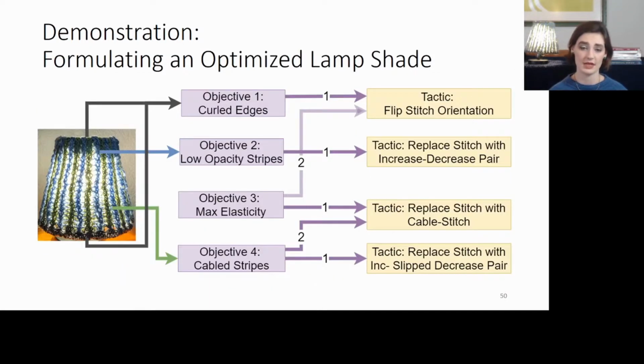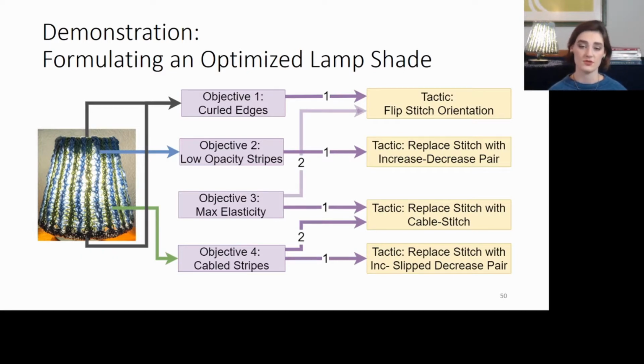So if we want to create a lampshade, we might consider a series of objectives. First, we want it to curl up on itself on the top and bottom regions so that it can grip the lampshade. We also want to make sure that it has low opacity stripes, which allow a little bit of light through. And we want to maximize the elasticity of the fabric so that it can wrap around the frame. Additionally, we might add cabled stripes to add a little bit more complexity to the texture.